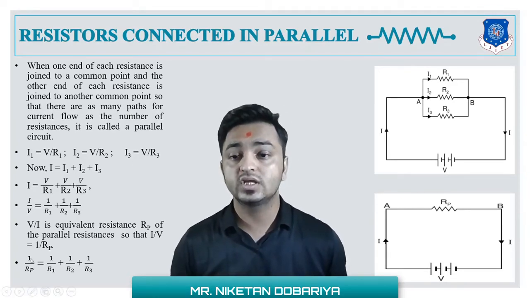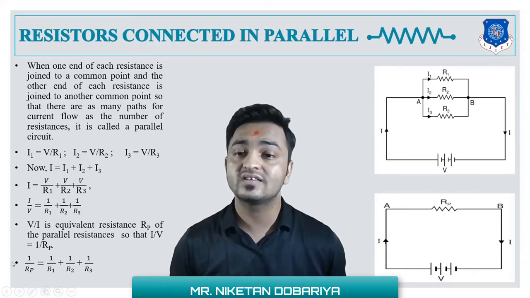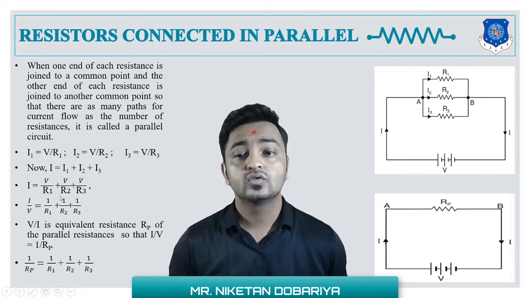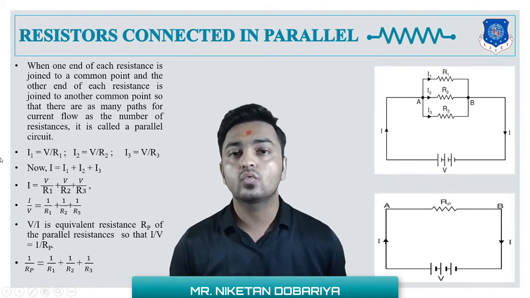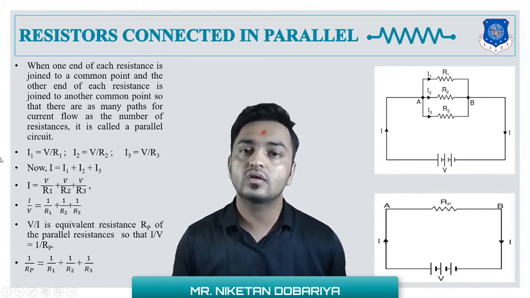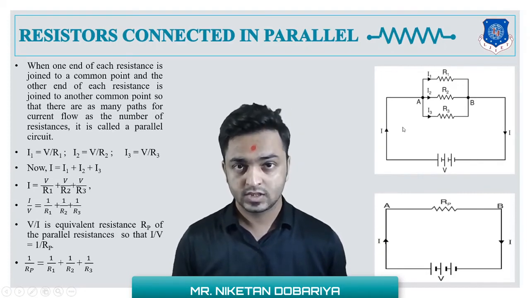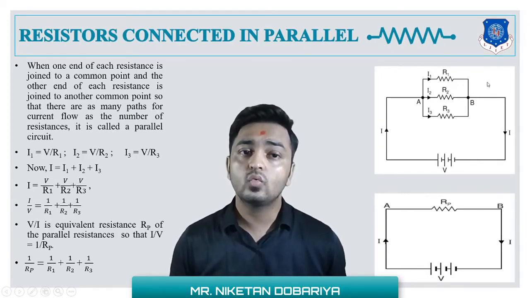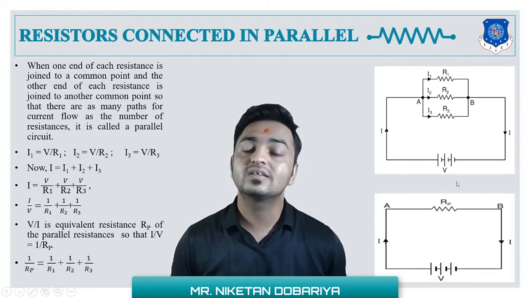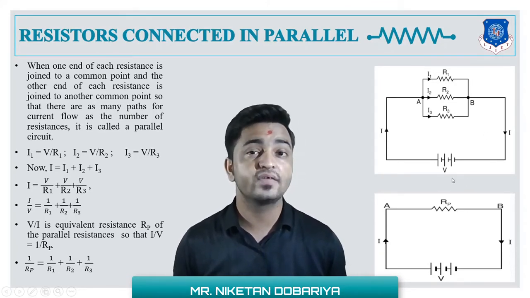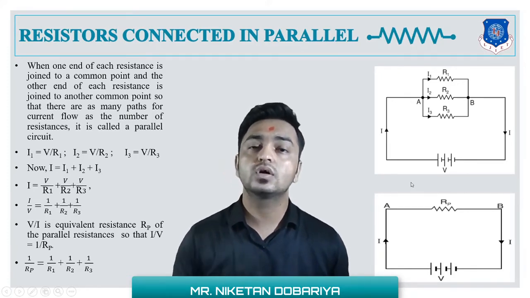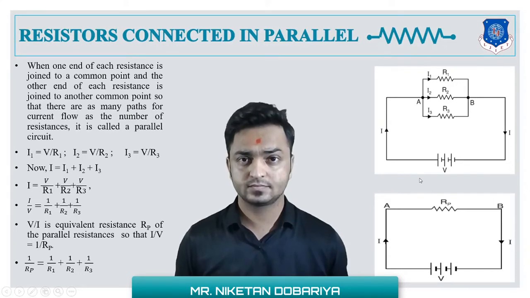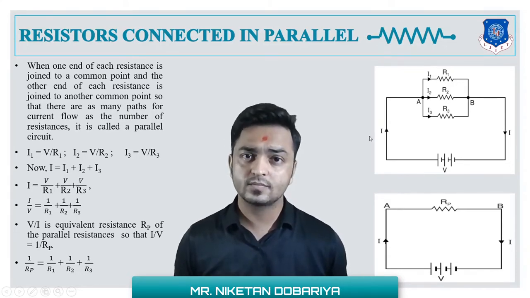So if you put 1 upon RP in this equation, this term defines the inverse of the equivalent resistance for this parallel connection. Now we can replace these three parallel resistors by a single resistor of value RP. So basically this is the equivalent circuit for our given diagram. So this was the parallel connection.